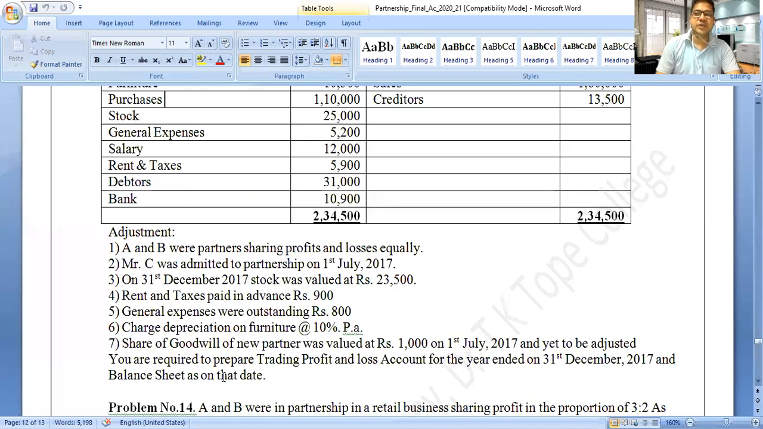It is not adjusted, meaning it does not have any kind of effect regarding the goodwill. Now the new partner has brought the goodwill. So what will be the effect?